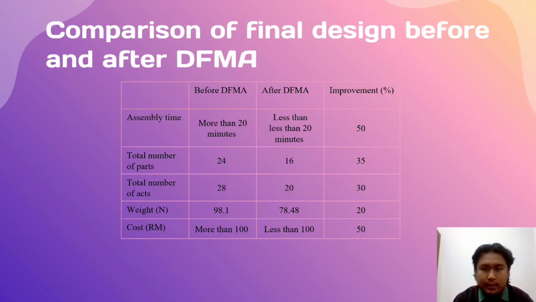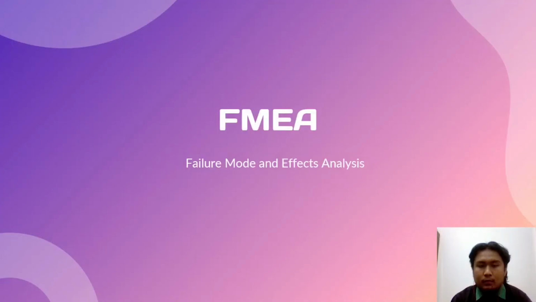Comparison of final design before and after the DFMA. As you can see, for assembly time, the improvement after the DFMA is 50%. For total number of parts, 35%. For the total number of nuts, 30%. Weight 20%, and lastly for cost, improved 50%.